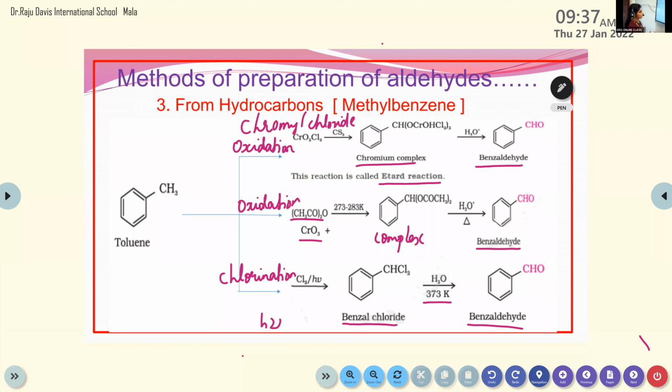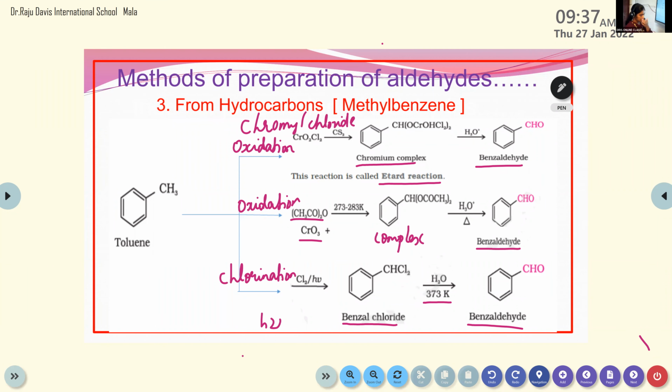Okay, so the first two reactions are oxidation, and you have to specifically learn the reagents. Chromyl chloride, and the chromium complex will be formed. Here it is chromic oxide and its complex will be formed. And in the second step, the reagent is the same in all these cases, addition of water. So this is the third method. The first one was from acyl chloride, the second one from nitriles and esters. This is the third one, from hydrocarbons.